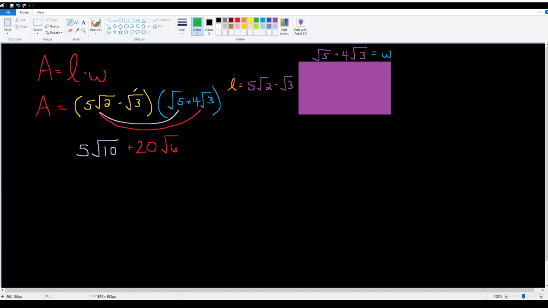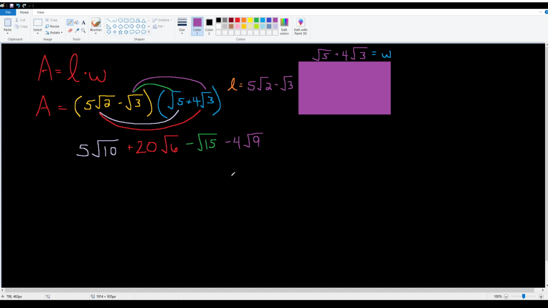Then I do the next step, start the double distribution on the second term. Now remember, this is a minus radical 3 times radical 5, so that's going to be a minus radical 15. And then I'm going to do the last one, minus radical 3 times positive 4 radical 3. Negative 1 times 4 gives me negative 4. Radical 3 times radical 3 gives me radical 9.